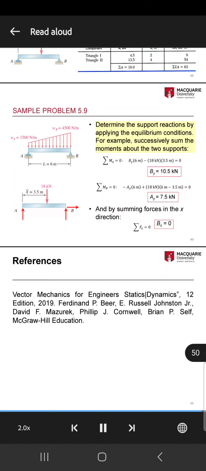Determine the support reactions by applying the equilibrium conditions. For example, successively sum the moments about the two supports. By equals 10.5 kilonewtons. Ay equals 7.5 kilonewtons. Bx equals 0, and by summing forces in the x direction.